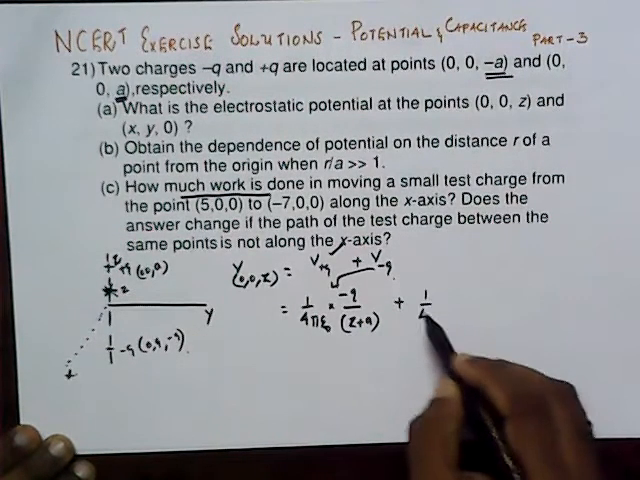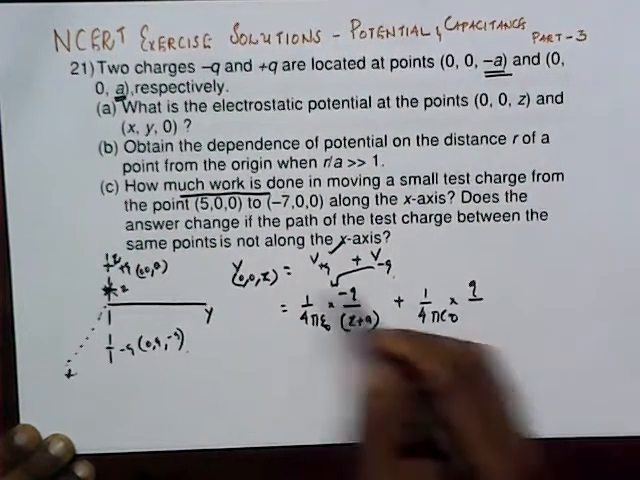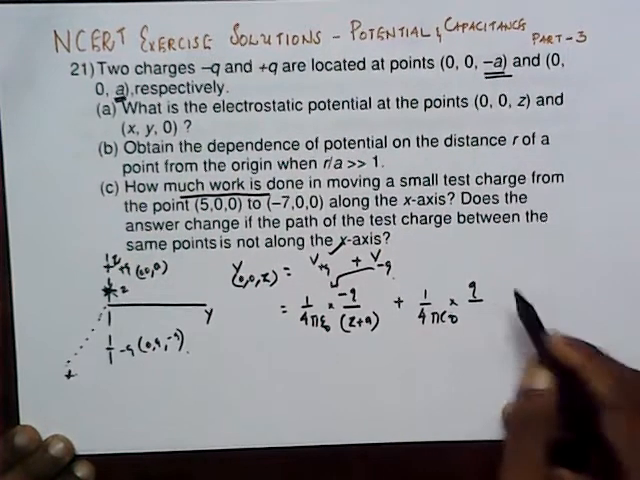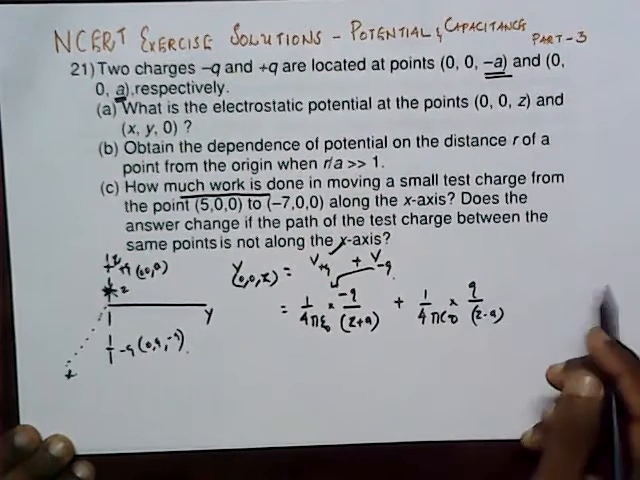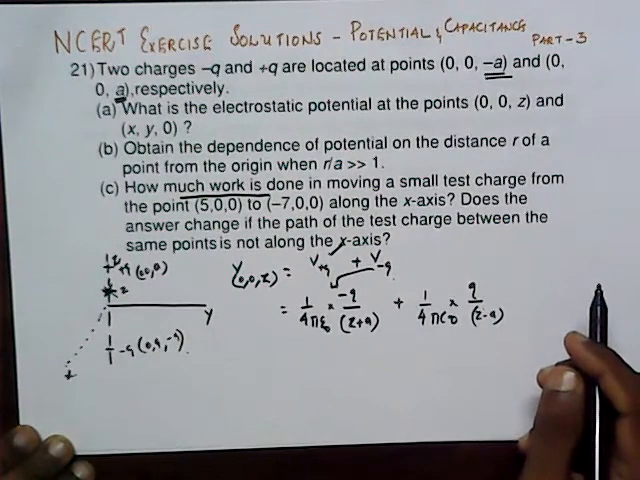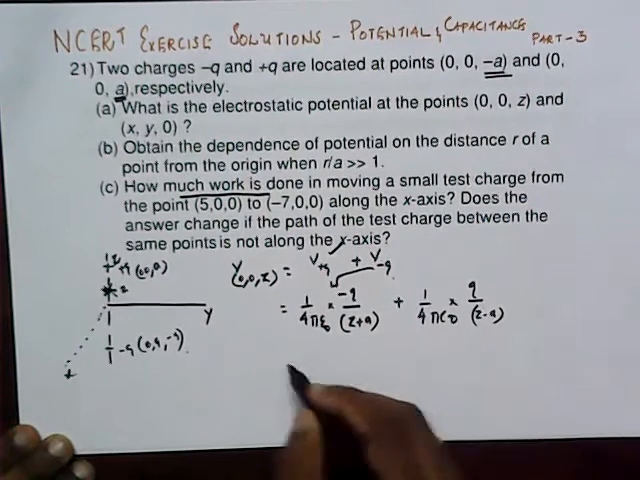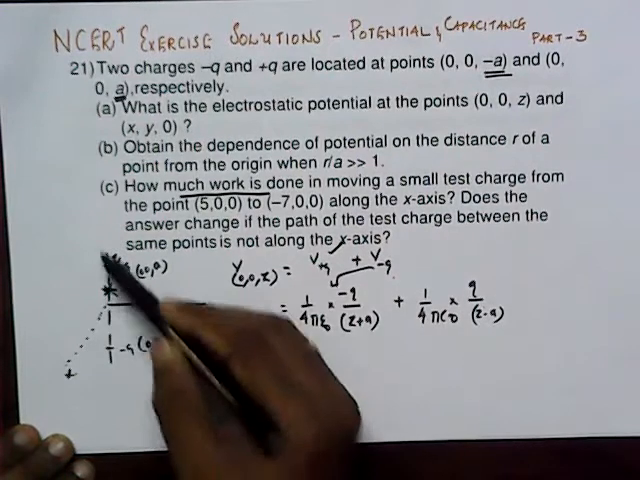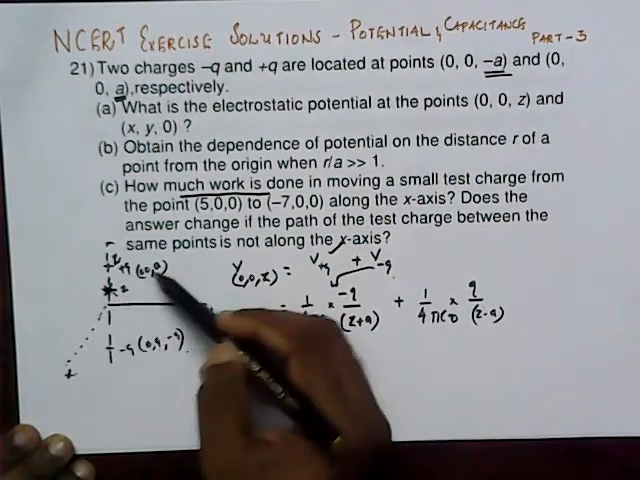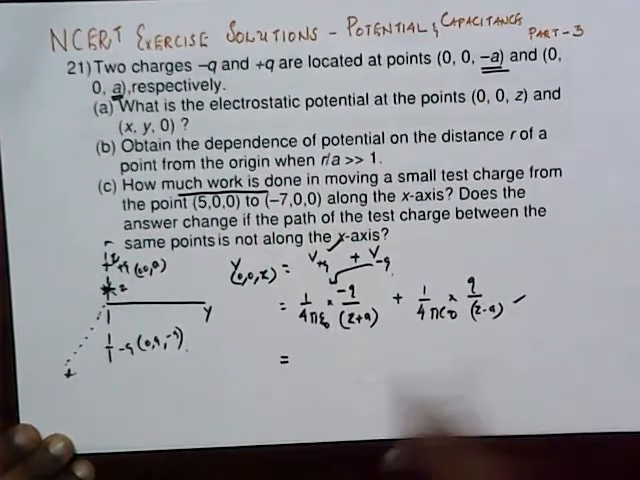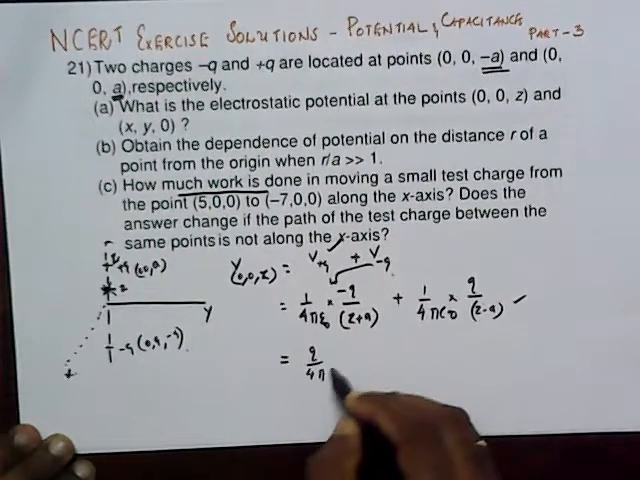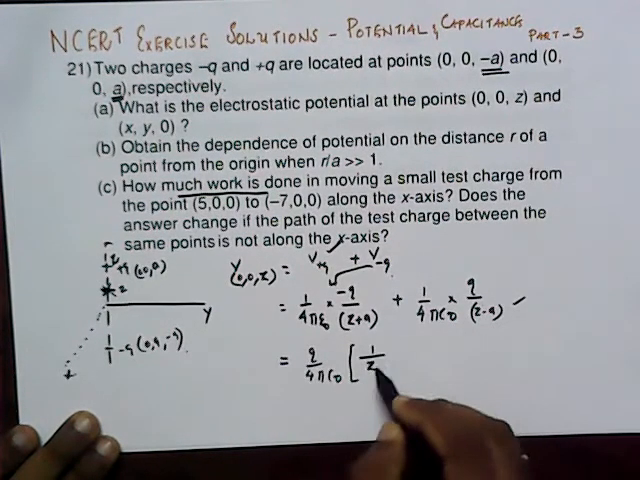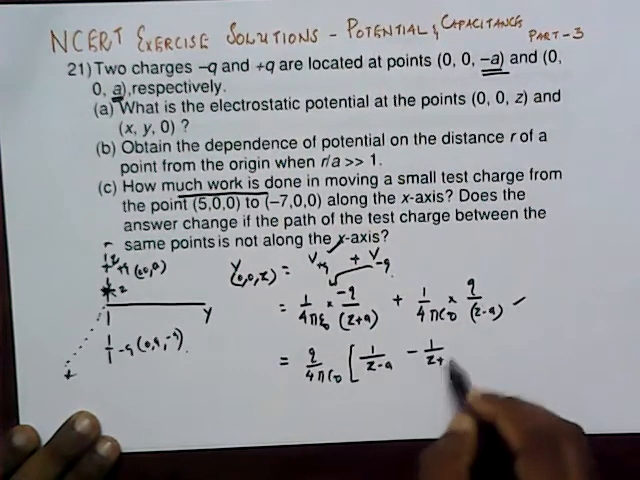This is 1 by 4 pi epsilon 0, the charge divided by the gap here. This is totally A, and hence we can say Z minus A or A minus Z. So that is a fact. Then suppose Z is greater than A, you have to take Z minus A. So we can take the common factor Q by 4 pi epsilon 0 into 1 by Z minus A minus 1 by Z plus A.